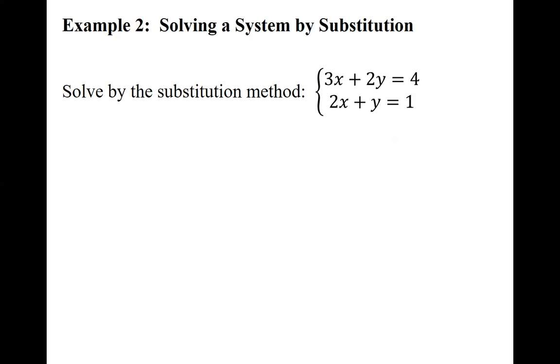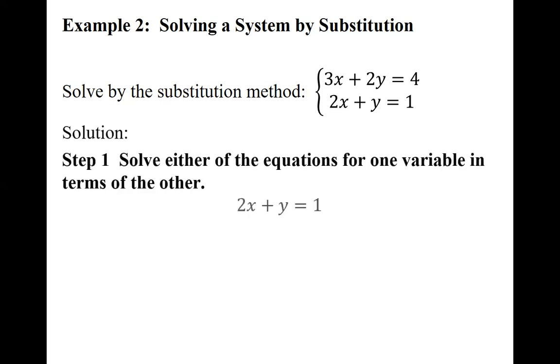So solve by substitution, we have 3x plus 2y equals 4 and 2x plus y equals 1. Notice that that second equation has that y hanging out all by itself. We're going to isolate it from the rest of the equation by subtracting 2x from both sides. We've rewritten it, y equals negative 2x plus 1. Now we have an expression for y. We got it from the second equation, so let's plug it into the first equation.